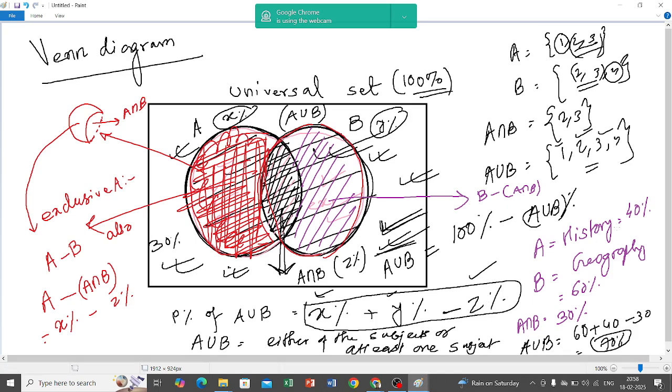See, sir, 40. What are you saying? History has 40. What am I saying? See, 40% is the number of people who passed in history, but this 40% also consists of some percentage of people who have passed in geography. Okay, if I say 100 people have passed in history, that doesn't mean these 100 people have only passed in history. It can happen that out of these 100 people, some people have passed in geography as well. Right? You get my point?